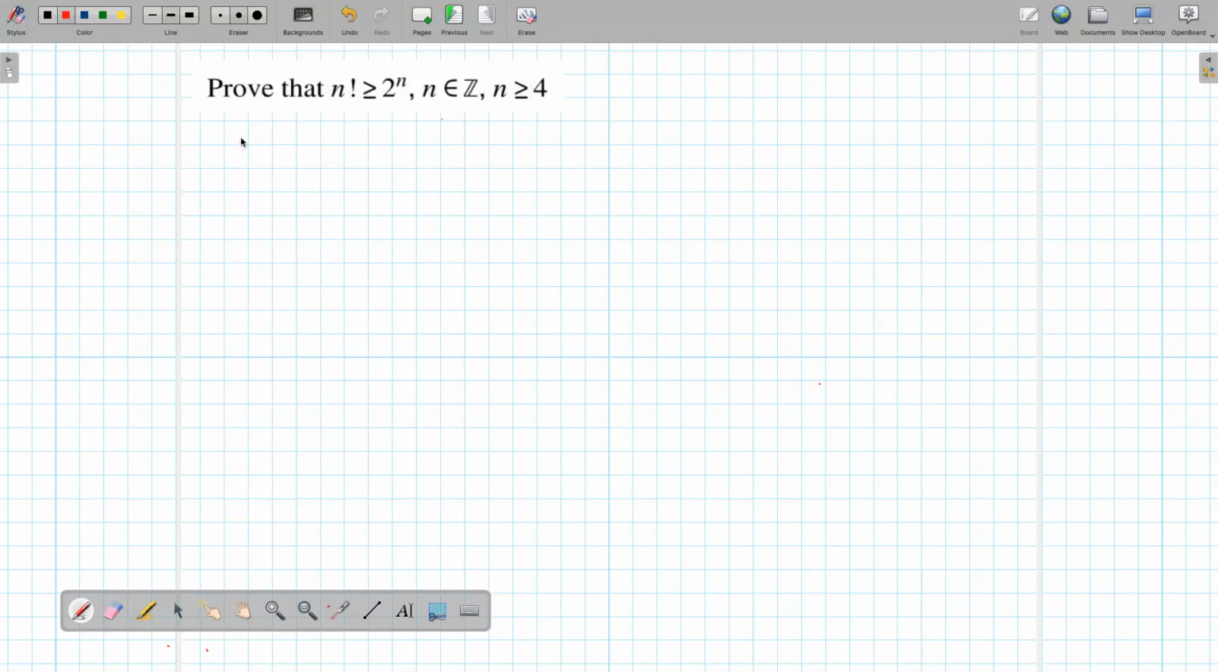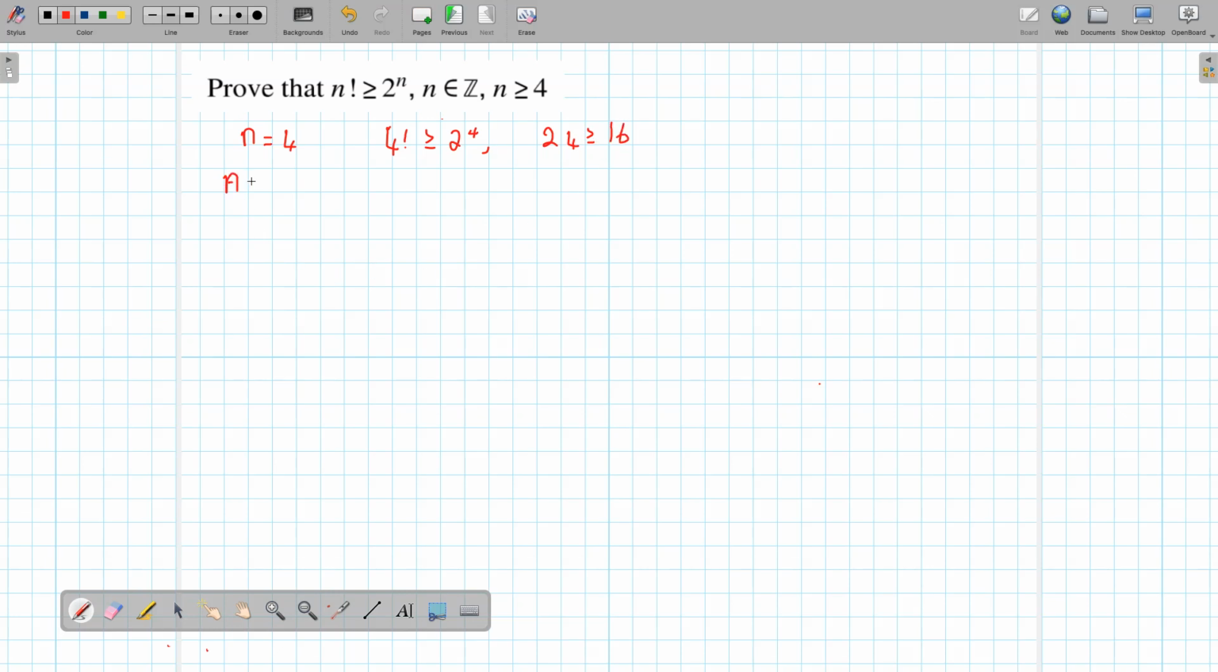We've got an inductive proof here, and we've got an exclamation mark and also an inequality. So we're going to start off with our first integer value, which is n equals 4, and we're going to say that 4 factorial is greater than or equal to 2 to the power of 4. Let's just see, 4 factorial is 24, and that is greater than 16.